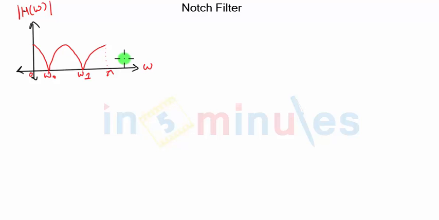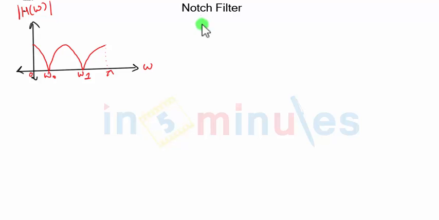So for example, if I want to remove the 50 Hz power line frequency, then the corresponding digital frequency omega naught will be set equivalent to the analog frequency of 50 Hz. Omega 1 can be the first harmonic of 50 Hz, which will be nothing but 100 Hz, and so on. Now let us try to understand what kind of transfer function a notch filter will have. We all know that to create a null in the frequency response of a filter at a certain frequency, let's say omega naught, we must introduce a pair of complex conjugate zeros on the unit circle at an angle of omega naught. That's all we have to do.